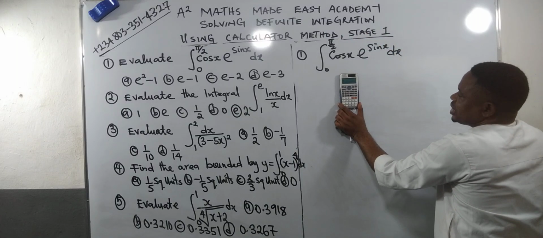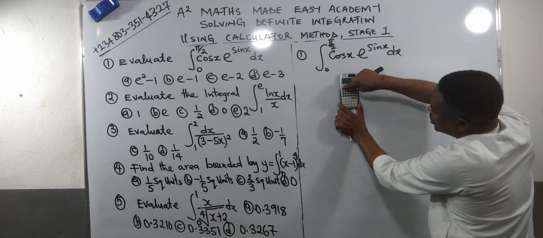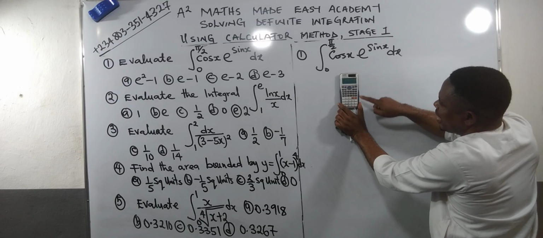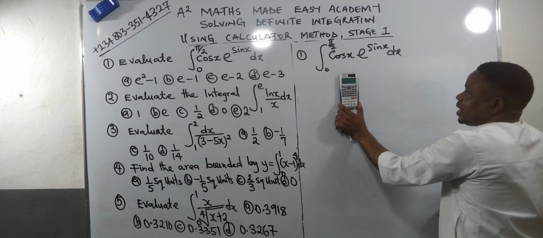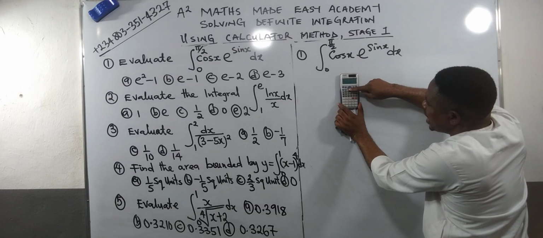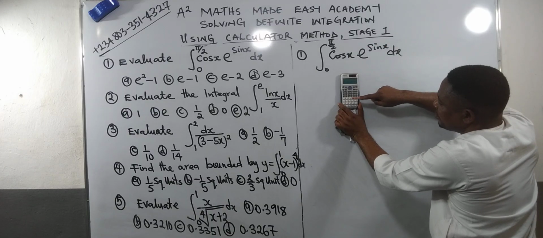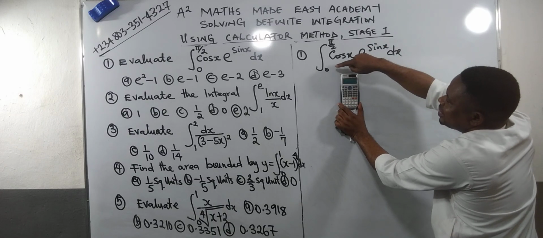I have taught you how to generate rad. Rad is what? Shift, then you punch times 10 raised to power x. Can you see that rad has appeared? Then the next thing is to scroll down. What do you have at the denominator? 2. Then lastly is the lower limit.